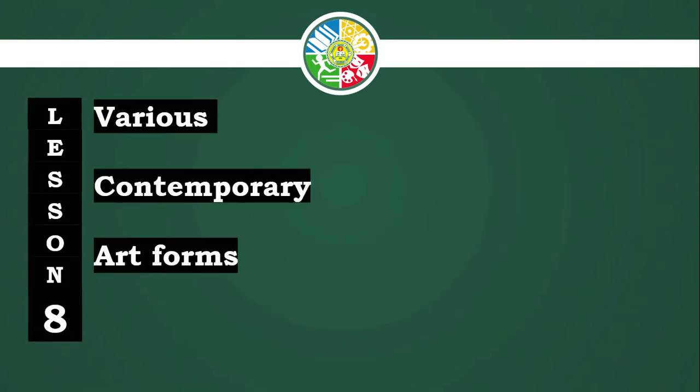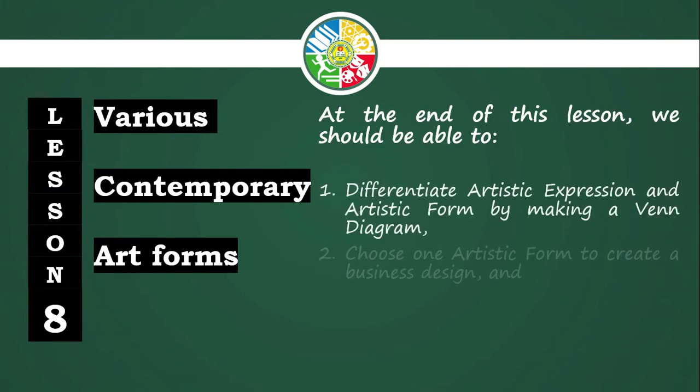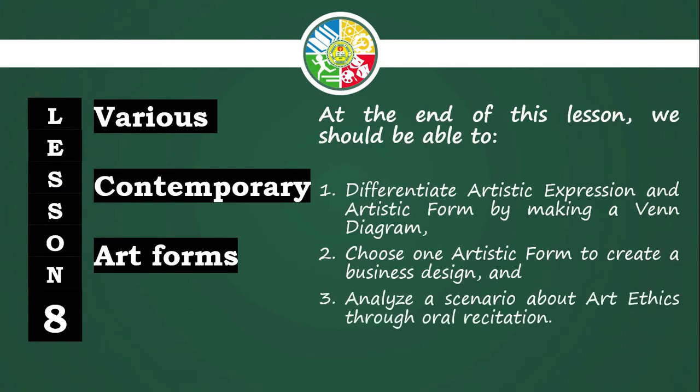Our lesson for today is about the various contemporary art forms. With our objectives, at the end of the lesson, you are expected to differentiate artistic expression and artistic form by making a Venn diagram, choose one artistic form to create a business design, and analyze a scenario about art ethics through oral recitation. So let's start by having this Venn diagram.